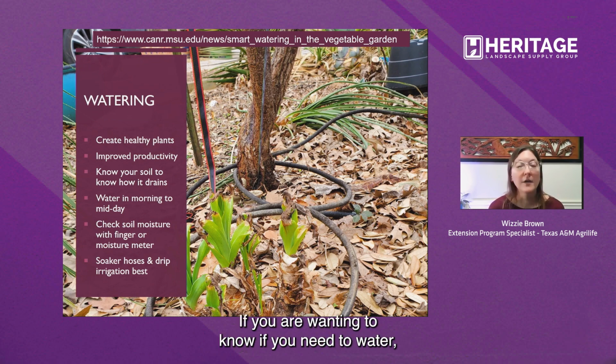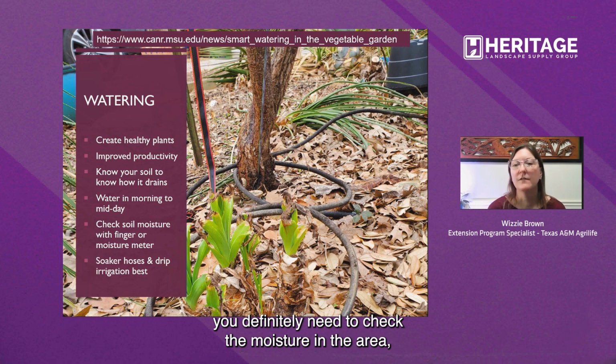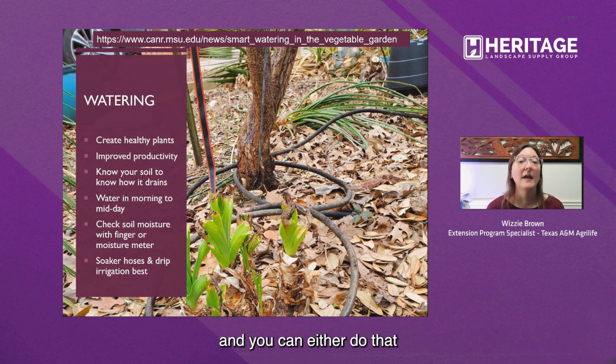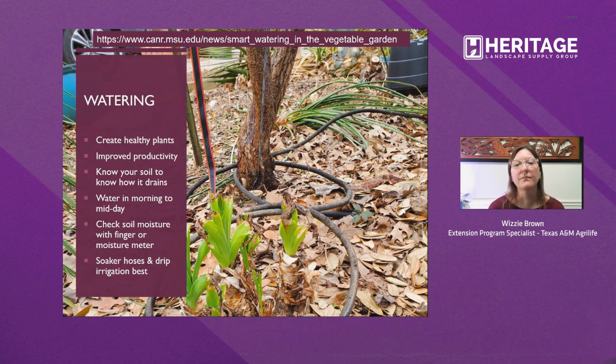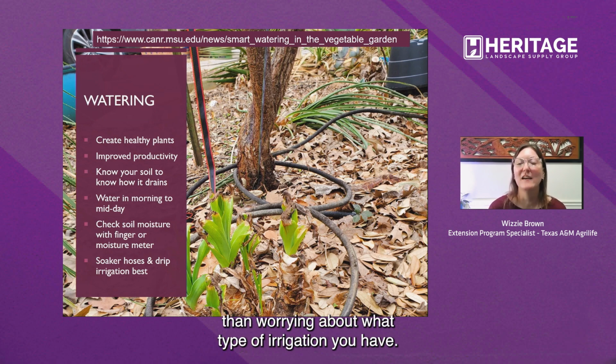If you are wanting to know if you need to water, you definitely need to check the moisture in the area. And you can either do that by poking your finger into the soil or using a moisture meter. And when we're talking about irrigation, that is going to be done best by using soaker hoses or drip irrigation. And that can help reduce fungal spores from splashing up onto the plant and causing further issues. But essentially, it's just more important to water your plants than worrying about what type of irrigation you have.